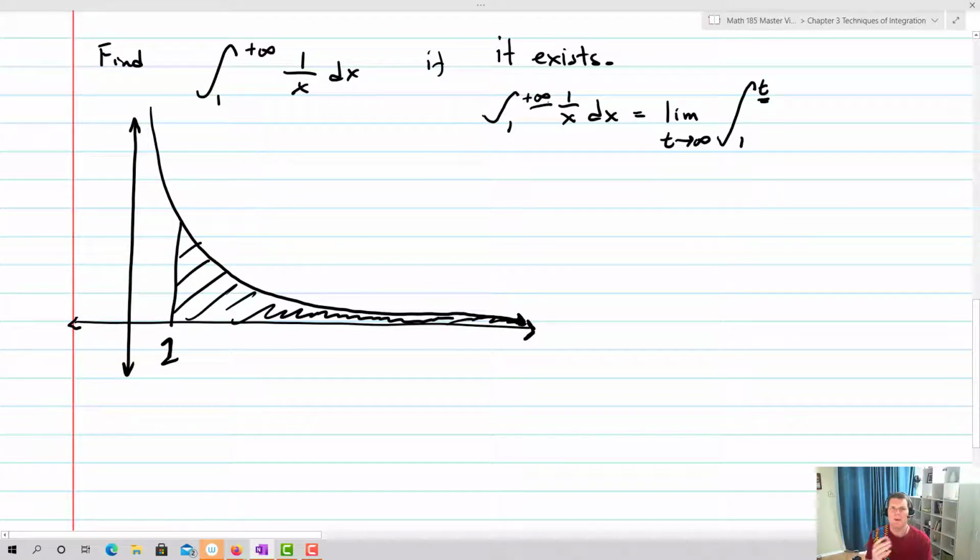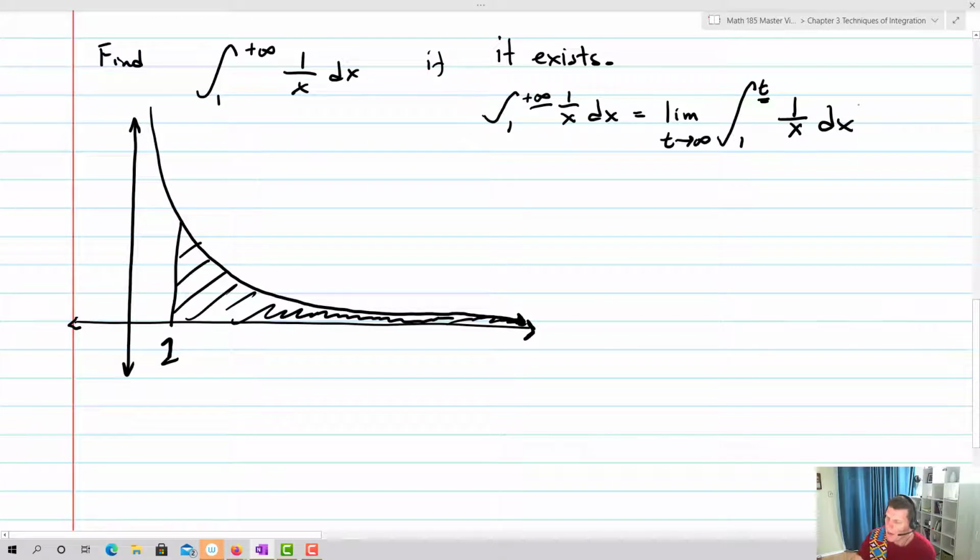Basically, we're going to get that value by taking the limit as t goes to infinity. We could get into it a little bit more. If such a value does exist, it should be that limit. That actually should be exactly what it should be. So we now have the integral of 1 over x dx.